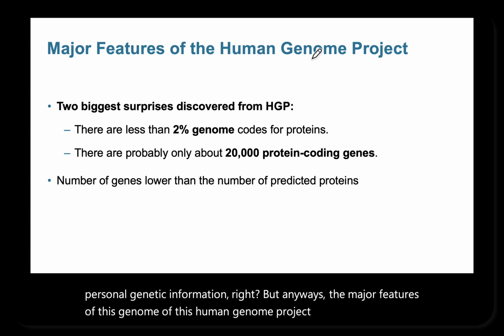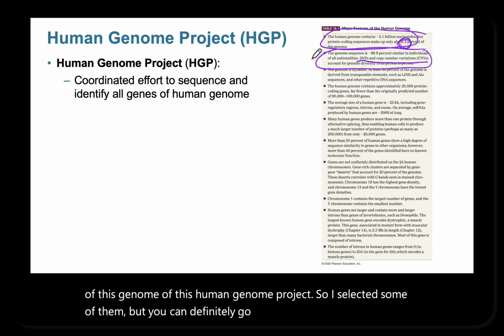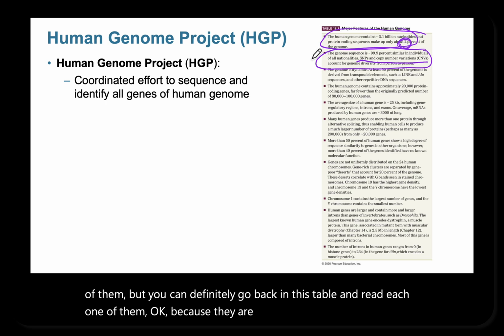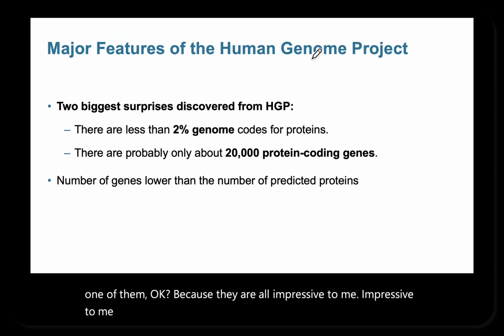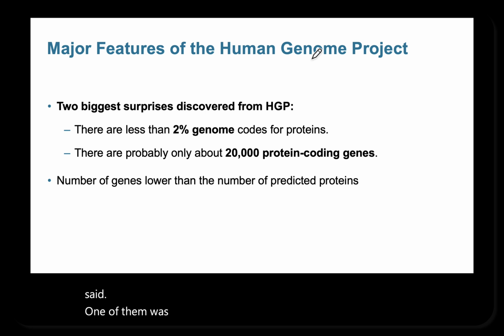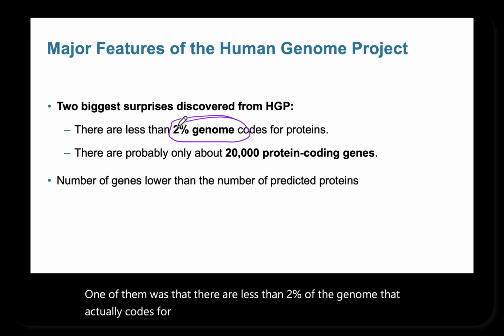But anyways, the major features of these human genome projects. So I selected some of them, but you can definitely go back in this table and read each one of them, okay? Because they are all impressive to me, but I selected just some of them. But here, like I said, one of them was that there are less than 2% of the genome that actually codes for protein. So most of our genome does not lead to any form of protein.